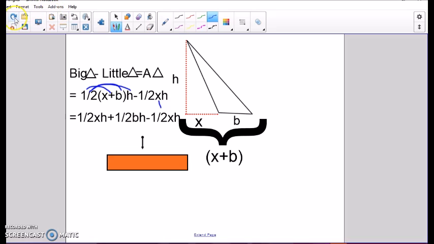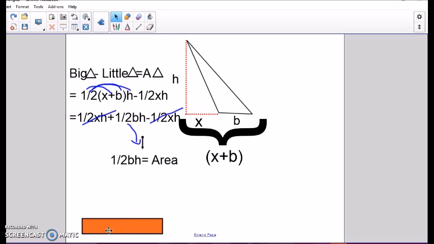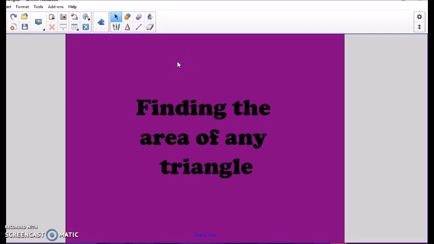Okay, so now since this is minus 1/2 xh and this would be a positive 1/2 xh, we get to cross those out because they cancel each other out. And so all we have left is 1/2 base times height, which would equal our area, which would be the area of this triangle. So now that proves that we can solve any triangle and figure out what the area of it would be.